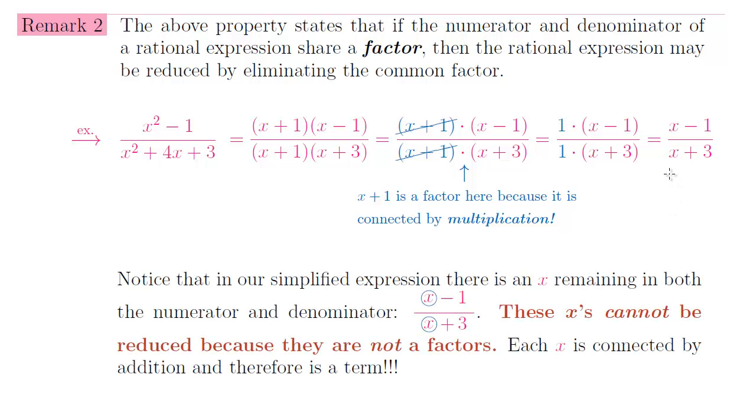Let me remind you that this is our final answer, x minus 1 over x plus 3. You may be tempted to reduce farther and cancel the x's, but notice x is not getting multiplied by the 1. They're being subtracted. These are terms, not factors. Similarly, the x is not getting multiplied by the 3. It's being added. These are terms, not factors. You cannot cancel these x's. So your final answer is simply x minus 1 over x plus 3.